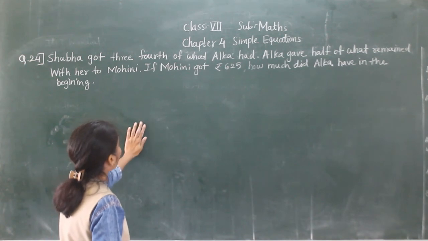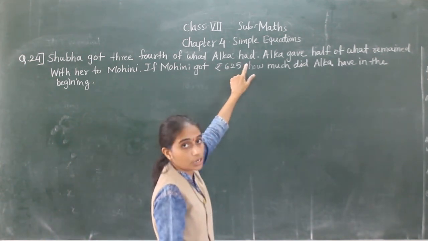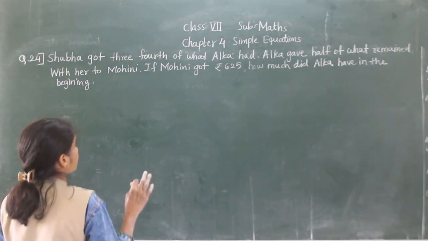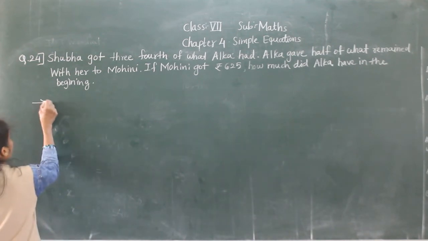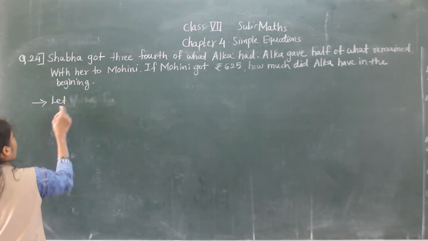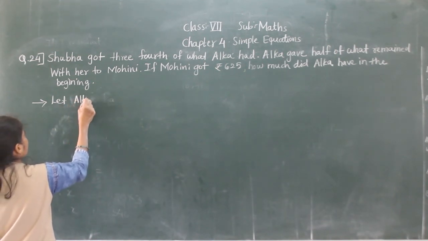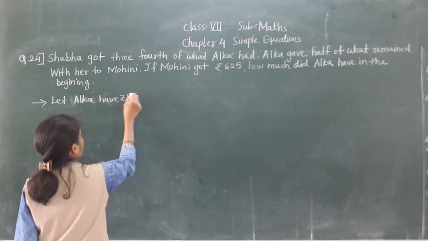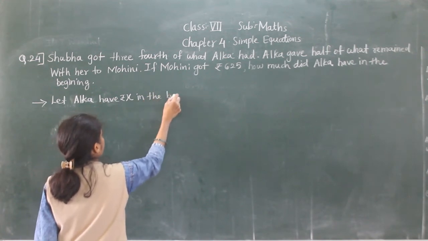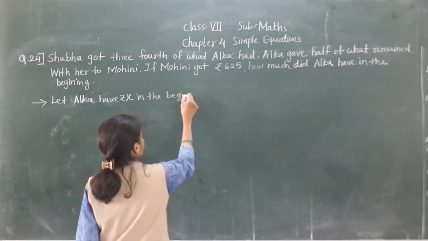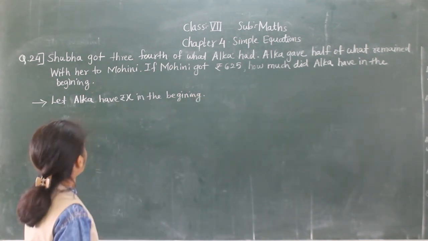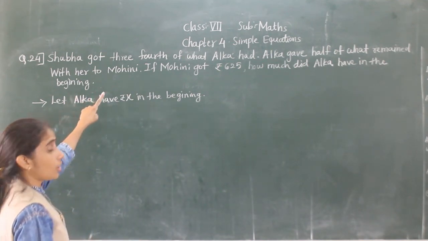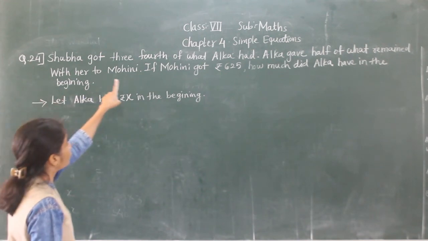Shubha got 3/4 of what Alka had. So we should know how much Alka had. So let Alka have rupees x in the beginning. Shubha got 3/4 of what Alka had.